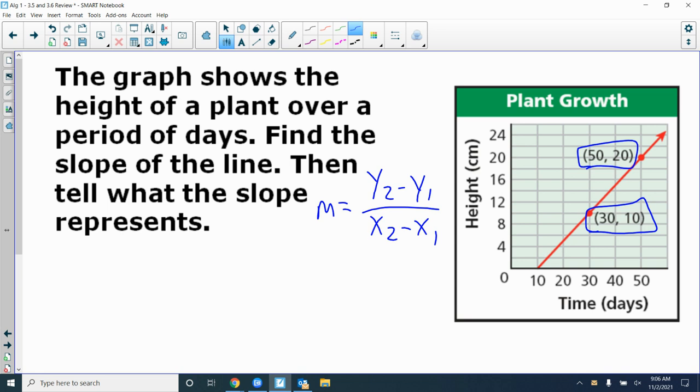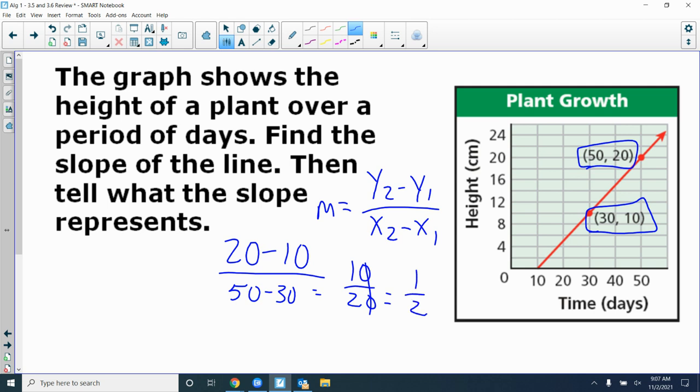Maddie, what'd you get for your slope? 1/2. All right, just double check. Make sure you go through there. What'd you put on top, Maddie? 20 minus 10. So what'd you put on the bottom there? 50 minus 30. And let's see, we got 10 over 20. Zeros cancel. I agree with Maddie. Slope is 1/2. Nice job.